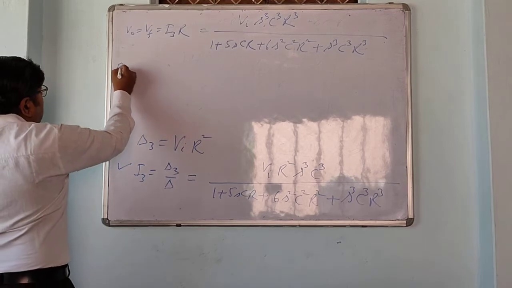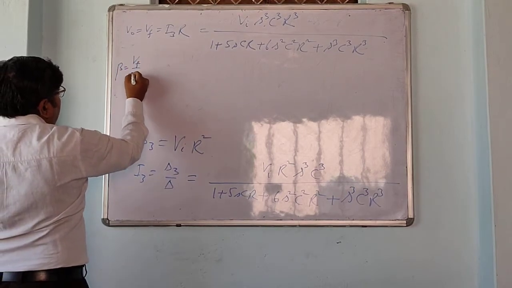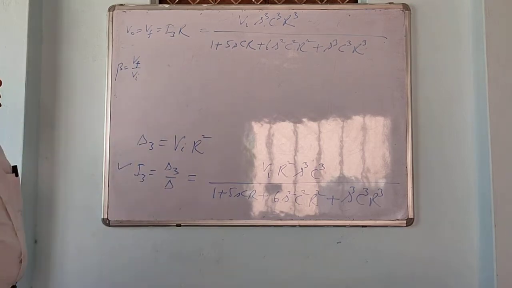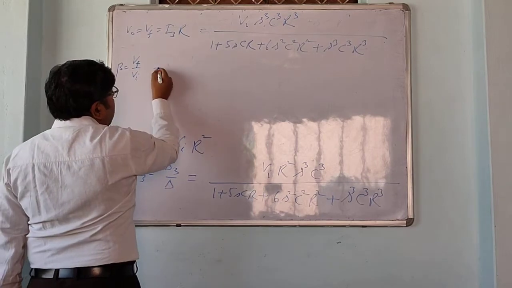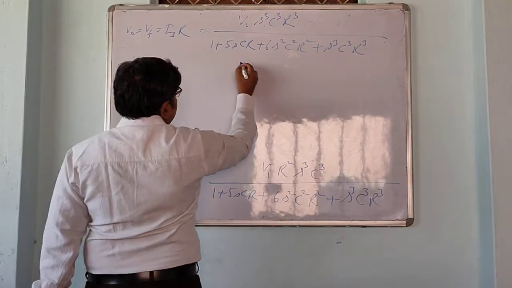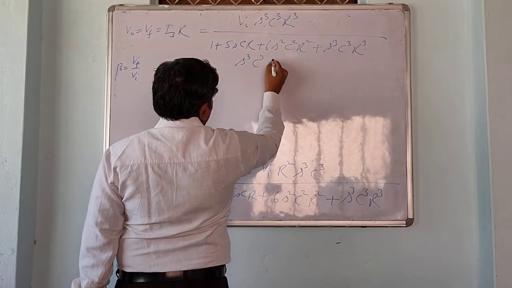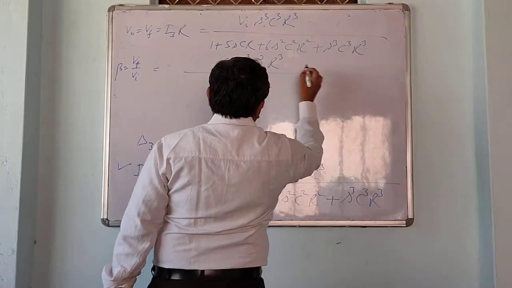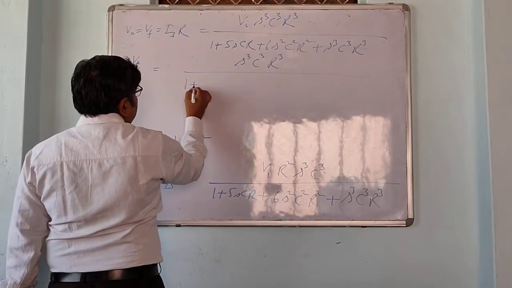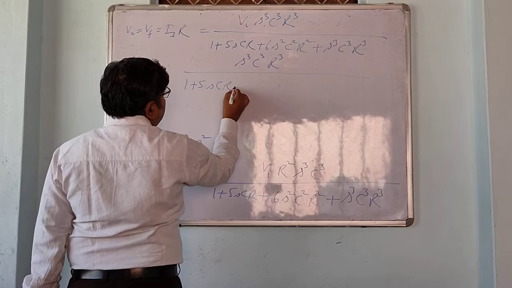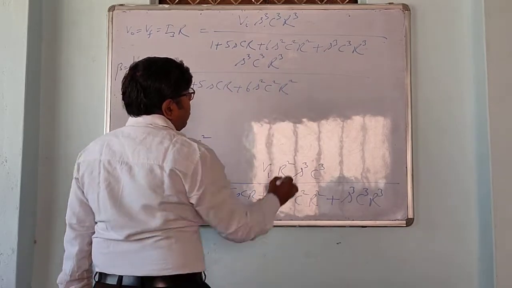Now we have to calculate this. So this is also very simple. And you will divide by Vi. You will get this S cube C cube R cube, over 1 plus 5 SCR plus 6 S square C square R square plus S cube C cube R cube.